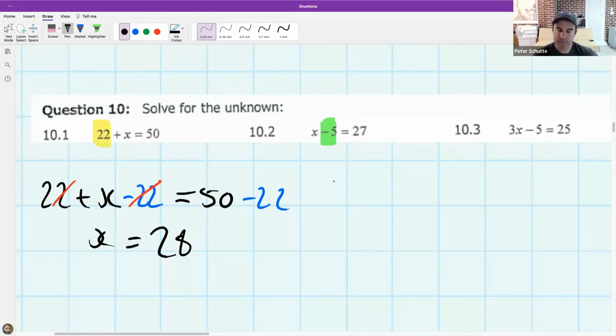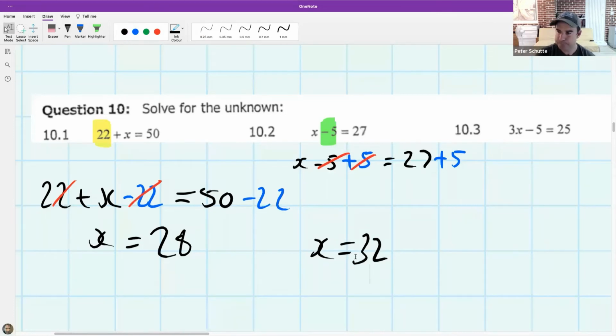So I got 32 for 10.2. Let me just rephrase it. First I said 5 plus 27 equals 32. So then I found out that 32 is x. So basically you added 5 to both sides. Some people would say you moved the 5 across to the other side, but essentially it's the same thing. And you got the answer of 32. Did I hear correct? Yes. I agree with you. X is definitely 32.